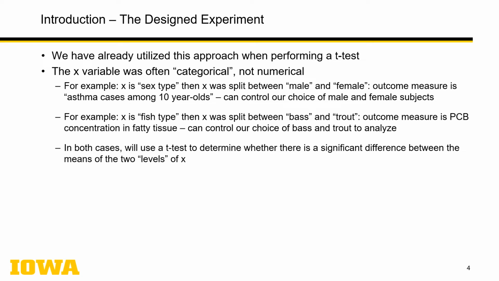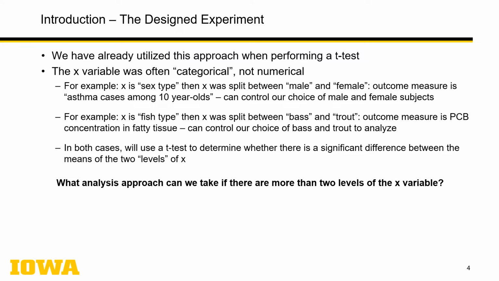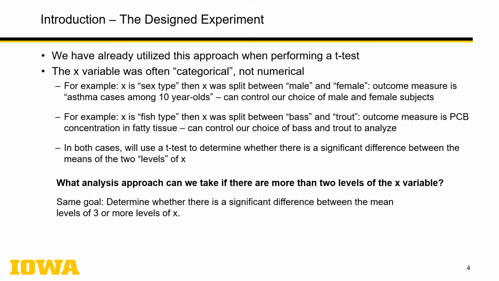Right, so in both cases, we're going to use a t-test to determine whether there is a significant difference between the means of these two levels of X. So then this begs the question of, well, what if I'm interested in 3 different fish types, bass, trout, and carp? What is the analysis approach that we can take if there are more than 2 levels of the X variable?